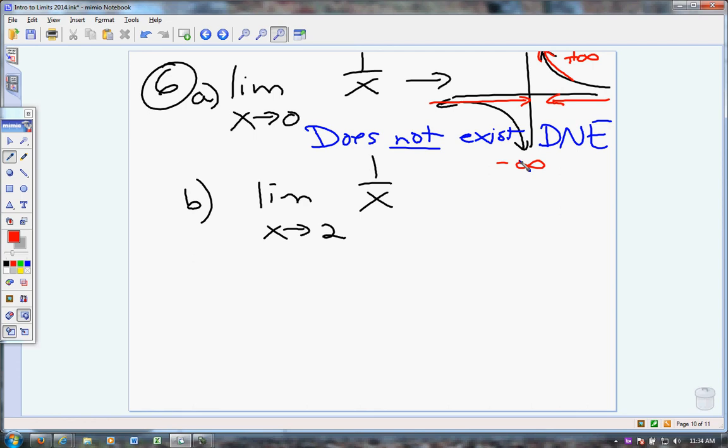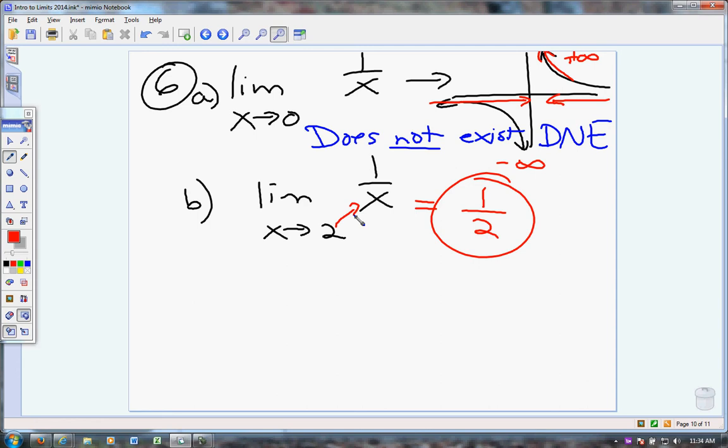Let's look at part B though. If I am doing the limit as x approaches 2 of 1 over x, does it approach a single value L? Yeah. It does. This one is just 1/2. You just put the 2 in. So it all depends upon what x value you are approaching and what the function is doing there. All right, that's very important to consider.